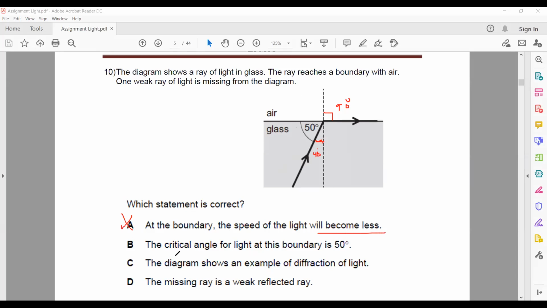So A cannot be the right answer. Critical angle is 50? No, the critical angle is not 50, it is 40, because the angle of refraction is 90 and the angle of incidence is 40. So this statement is also not true. The diagram shows an example of diffraction? Diffraction means the spreading of a wave when it passes through a gap. It's not passing through a gap, it is traveling from one medium to another, so it is refraction, not diffraction. So the missing ray is a reflected one, because even at the critical angle there is partial reflection and refraction.